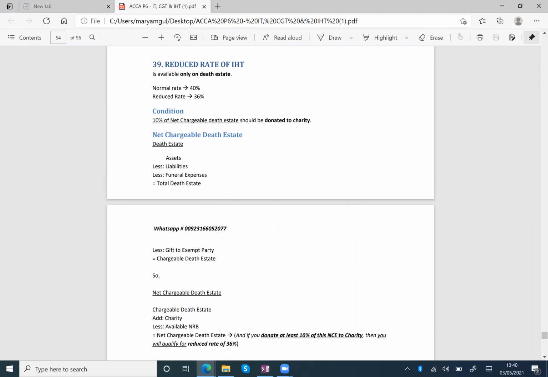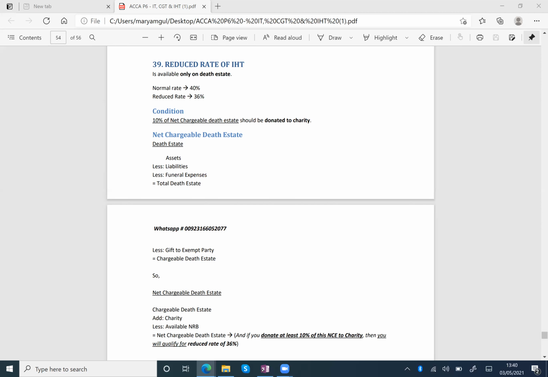Reduced rate of IHT is available only on the death estate, not on a CLT. The normal rate for the death estate is 40%. But if the reduced rate of IHT is available, then you will pay the reduced rate of 36% on the death estate instead of 40%. Obviously, this is a relief, and whenever the tax department gives you any relief, they impose a condition. The condition is that 10% of the net chargeable death estate should be donated to charity.